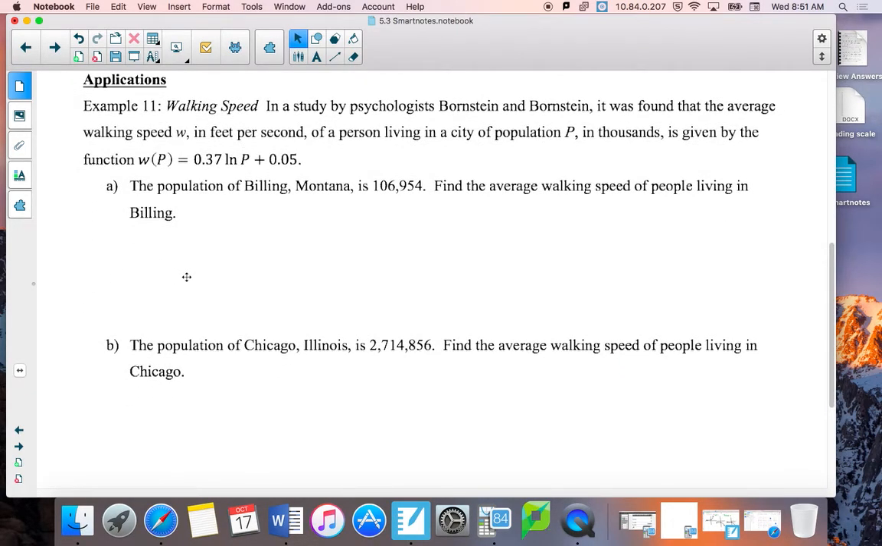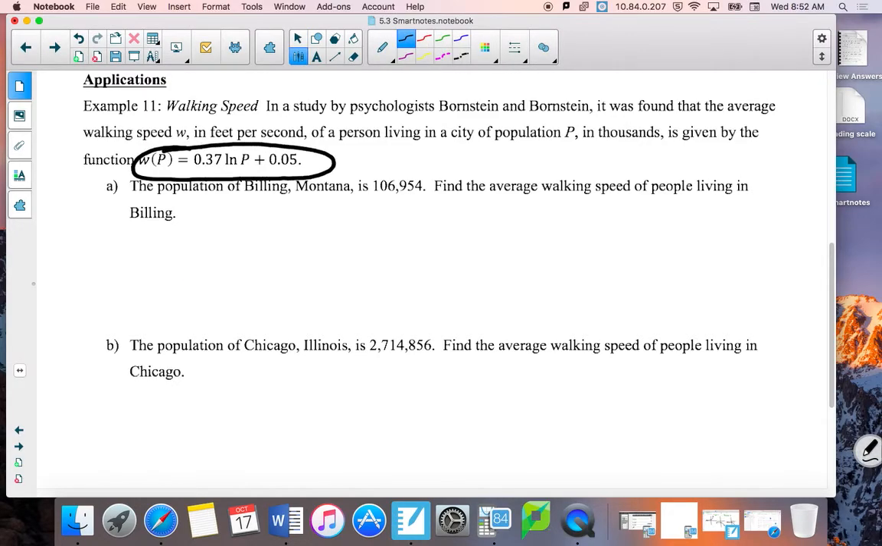It's a pretty straightforward plug and chug, but I want to make sure that you understand it. So pause and read through this problem. They're giving us this equation or this formula. So walking speed of a population is equal to 0.37 times the natural log of our population plus 0.05. And they're telling us the population of Billings, Montana is this 106,000. So we're just plugging in that number.